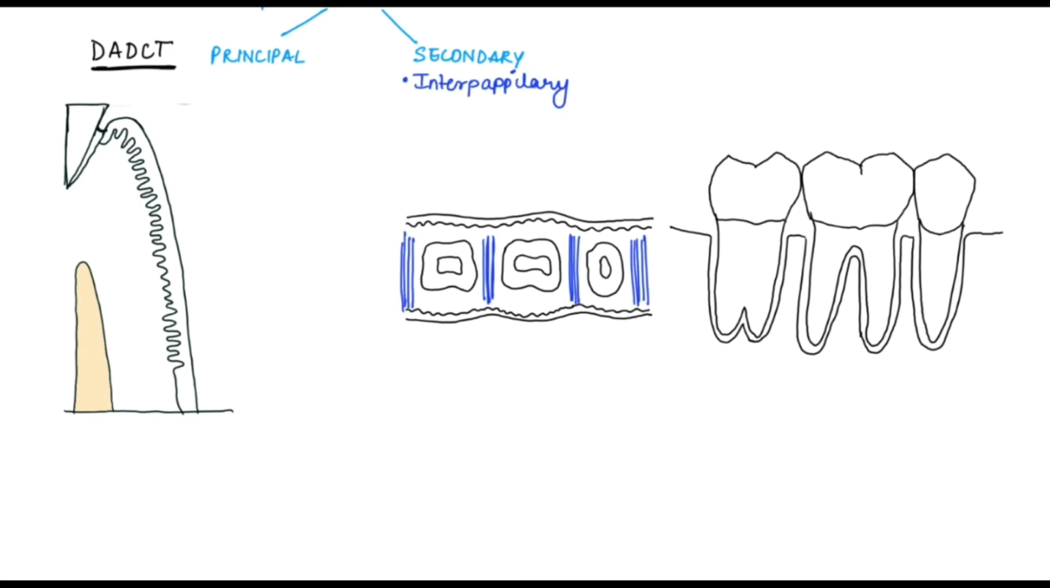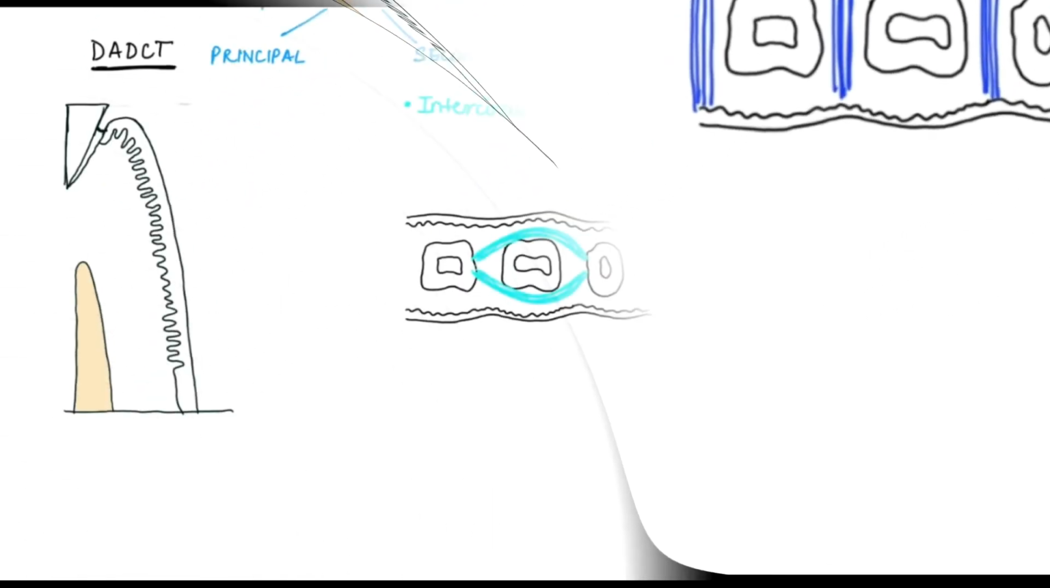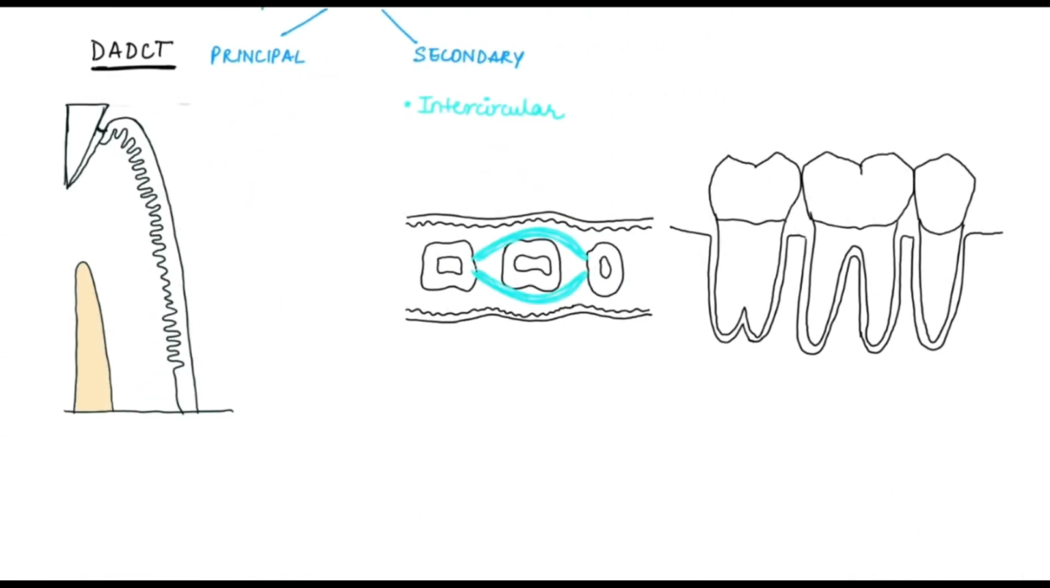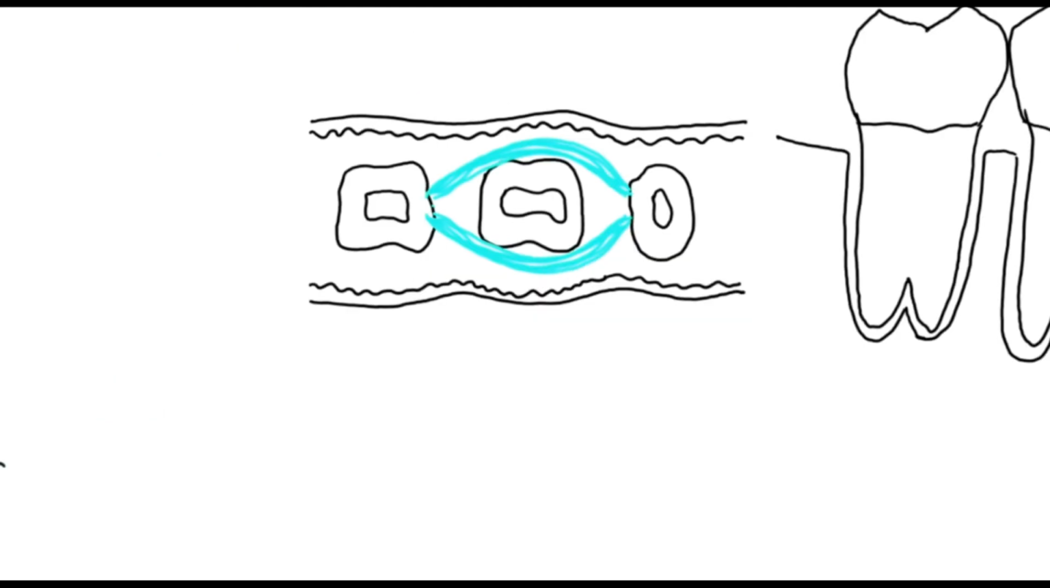The first one is interpapillary. So as you can see, these fibers originate from the interdental gingiva and go to the opposite side. The next one is intercircular. These intercircular fibers originate from the distal surface of one tooth. So this is your distal surface. It originates from here, spreads buccally and lingually around this tooth and then attaches itself on the mesial surface of the adjacent tooth. So these are your intercircular fibers.